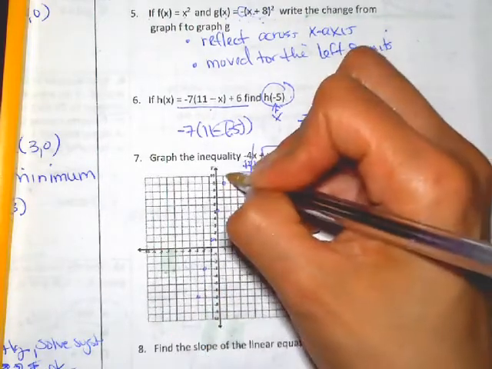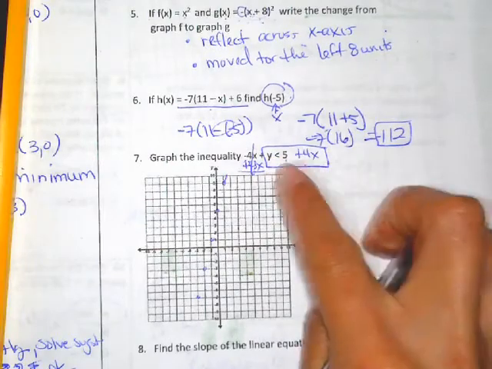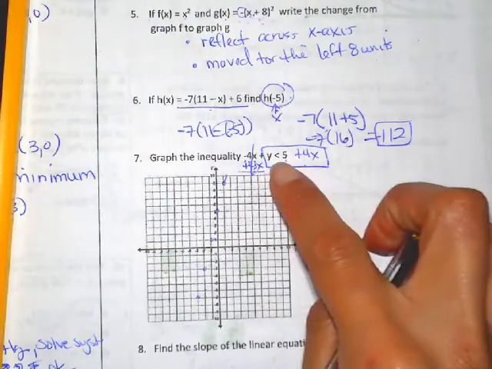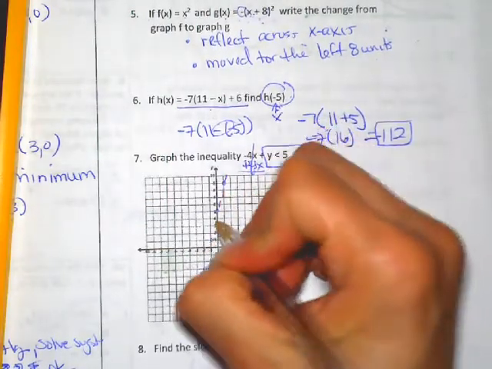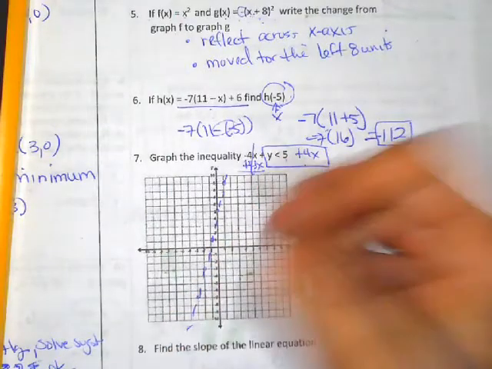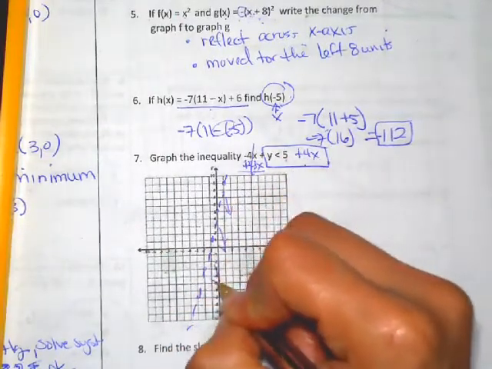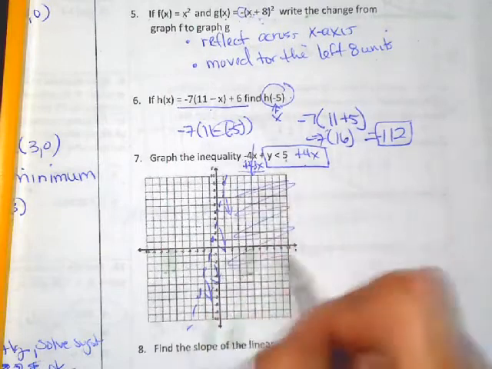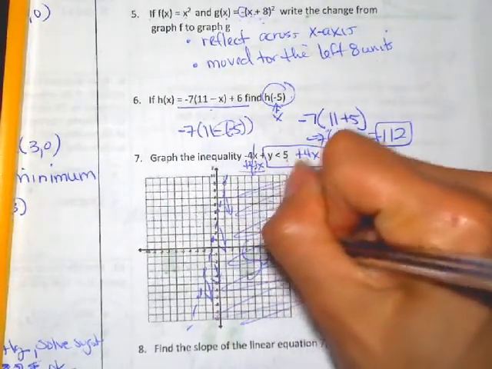Okay, so my line, because it's less than but not equal to, is a dashed line. Okay, and then less than means that we're shading below the line. So anything that is a solution will be in the shaded area.